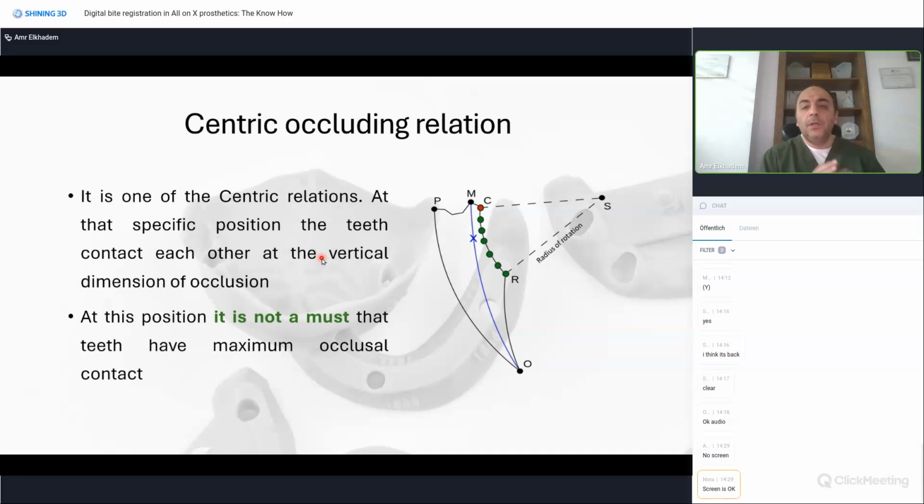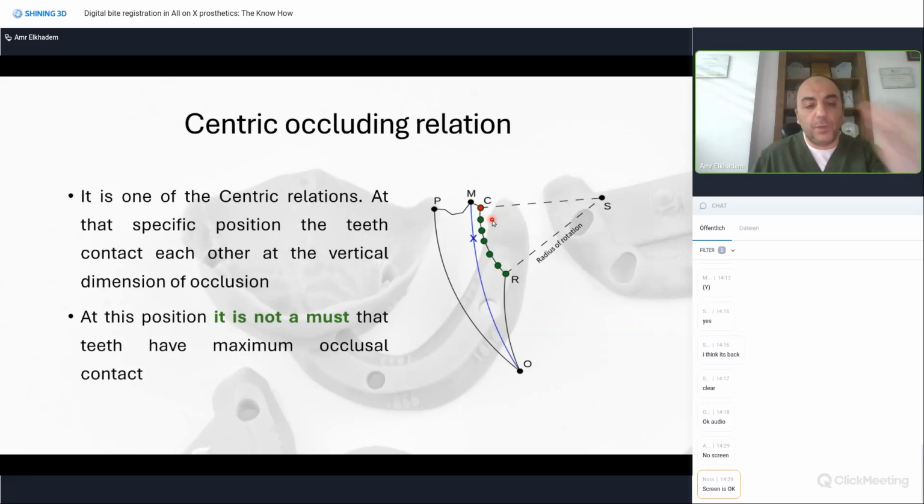So now, this is called the centric relation, and we agreed together that the centric relation is a 2D relationship. It's mediolateral and anteroposterior, and I need to add the third dimension, which is the vertical dimension of occlusion. So I don't need any of these green centrics. They are all centric, but I need the red one, which is the centric occluding relation, meaning that the condyle is in the anterosuperior position and the patient is biting at the correct vertical dimension of occlusion.